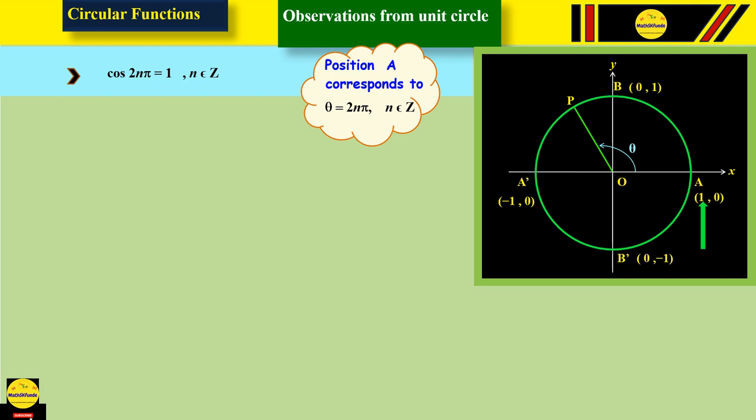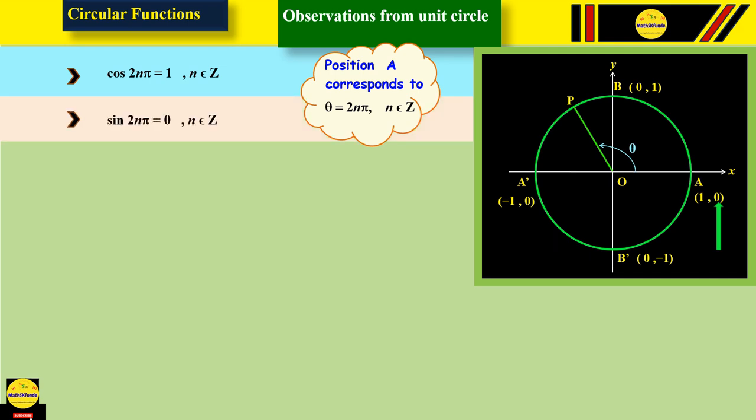I am trying to connect two things, x coordinate of point A and the angle attached with position A. Now, similarly, I observe that y coordinate is 0. And what does y coordinate refer to? It was sine theta. And what is theta at position A? It is 2n pi. This is already written here. So sine of 2n pi is 0, that I can collect from here. Okay, this is about position A.